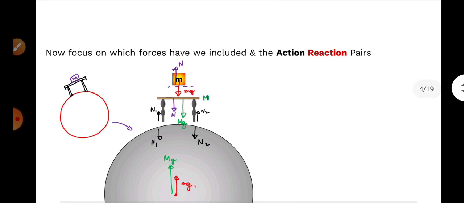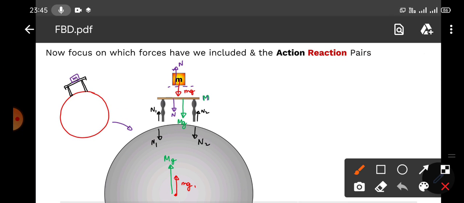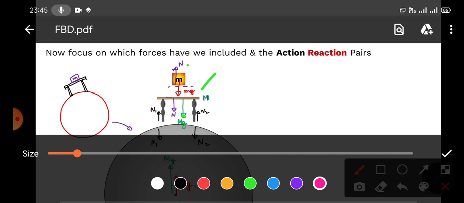Look, how many forces are acting on the block? Two forces: normal reaction and mg. Now how many forces are acting on the table? First, gravity is attracting this table with mg force, correct?